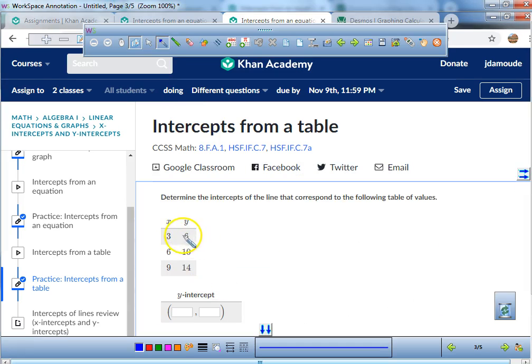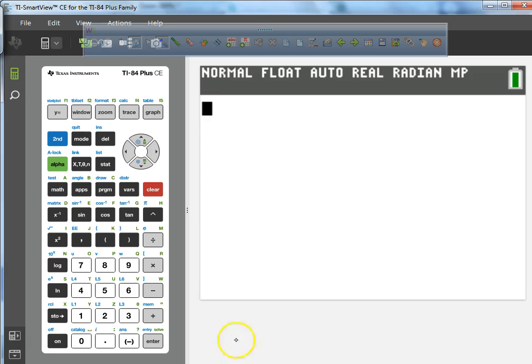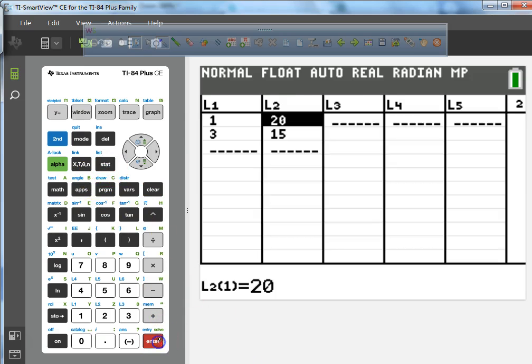So if you would please, write this table down. It won't take that long. Write down 3, 6, 6, 10, 9, 14. All right, so I'm going to go to my graphing calculator right now. I'm going to hit stat, hit enter, and delete these out. And we practice this. All right?